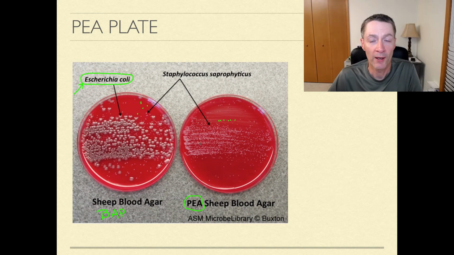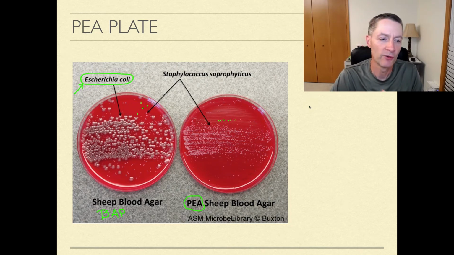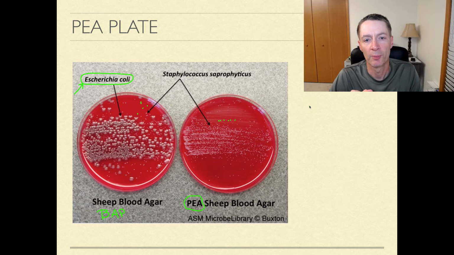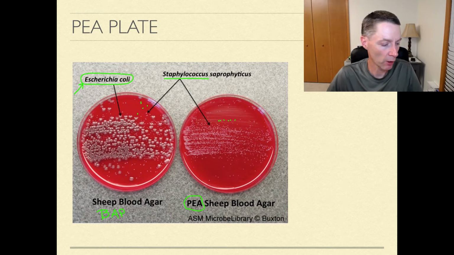E. coli is a gram-negative organism, so this makes sense, right? The gram-negative organism can't grow on the PEA plate, but it is growing on the blood agar plate. This other organism, the Staphylococcus organism, is a normal organism. You should expect to find that in any urine sample. You find a certain amount, and it's not a bad thing, right? It's not something that would cause infection necessarily.